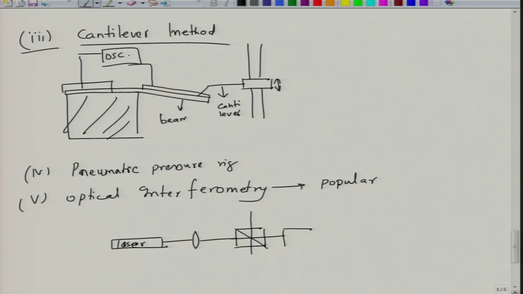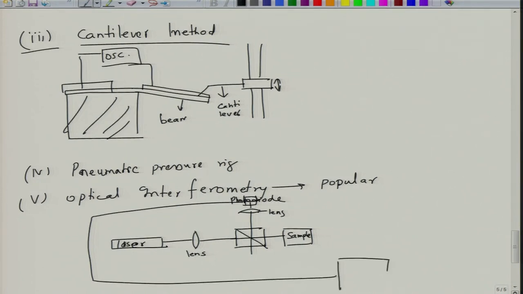Then this laser falls on a sample, and using the beam splitter, the laser also goes through a lens to a photodiode. This is a lens, this is also a lens, and this photodiode is connected to what we call a feedback system. Then the laser through a beam splitter is connected to a reference mirror. So we have a mirror, and here we have a transducer.